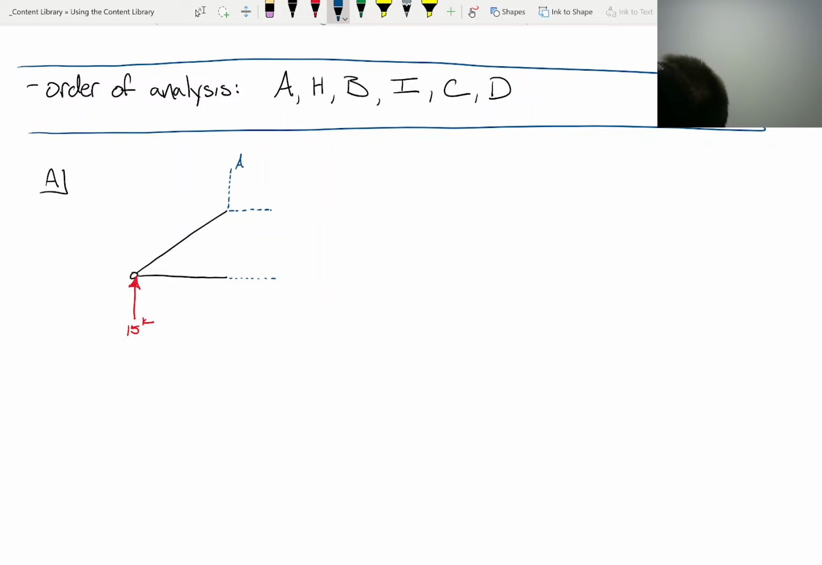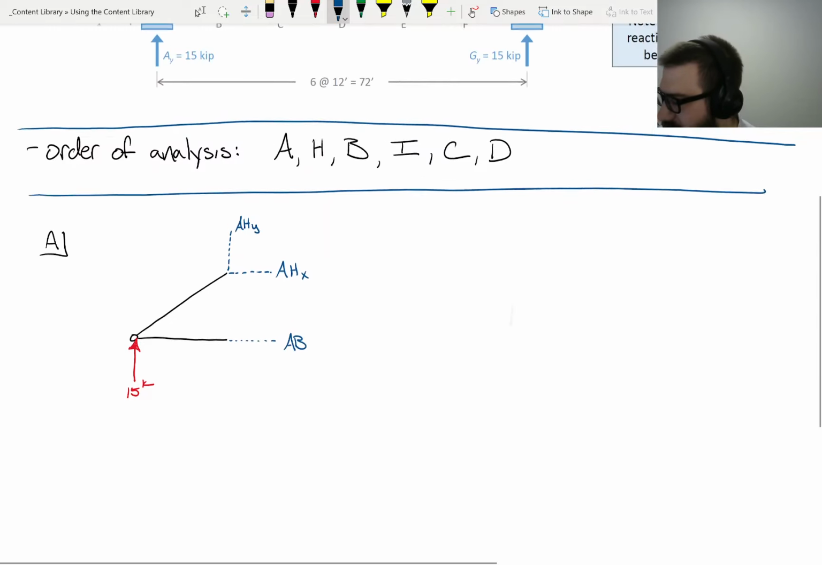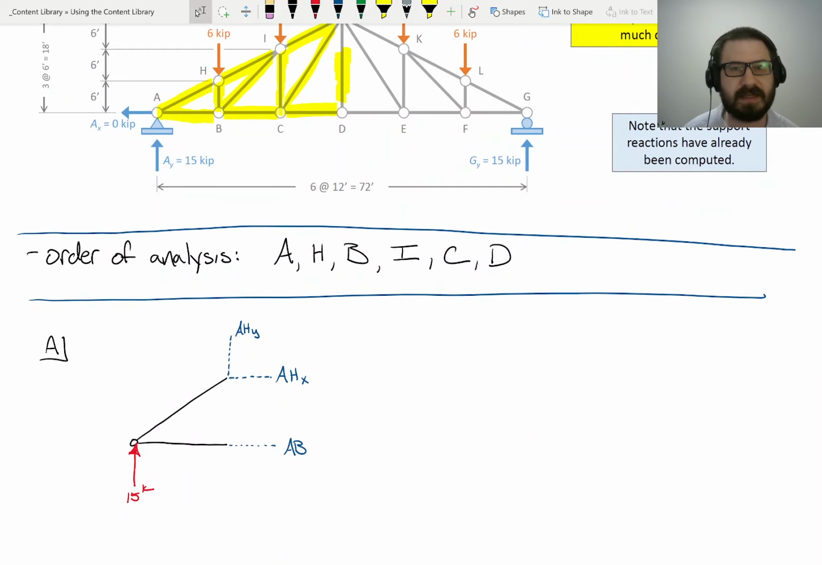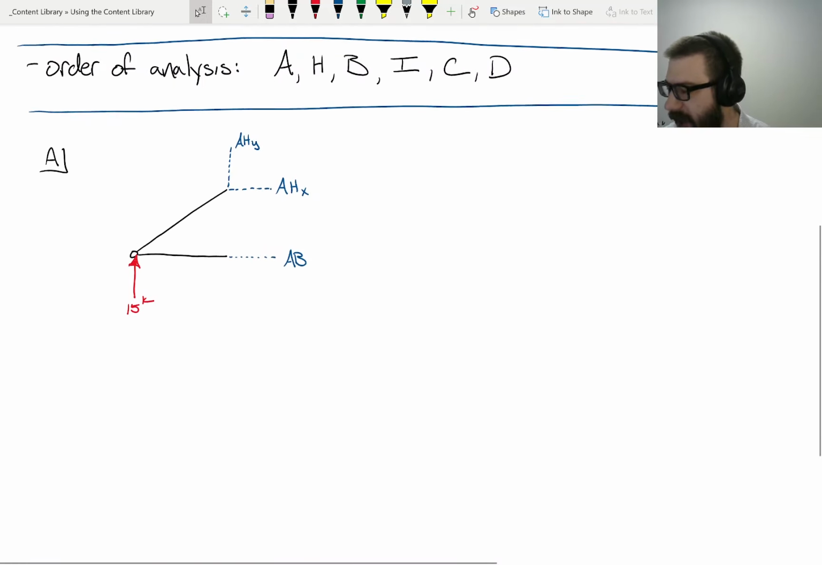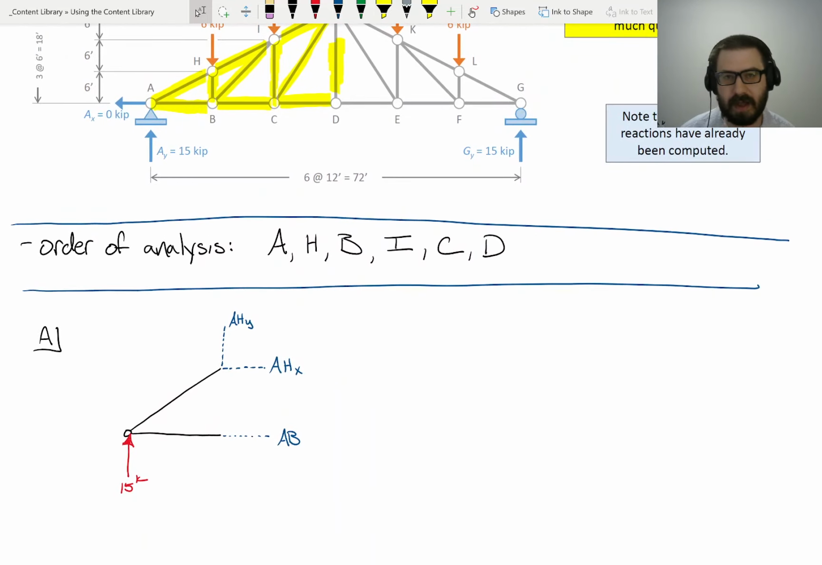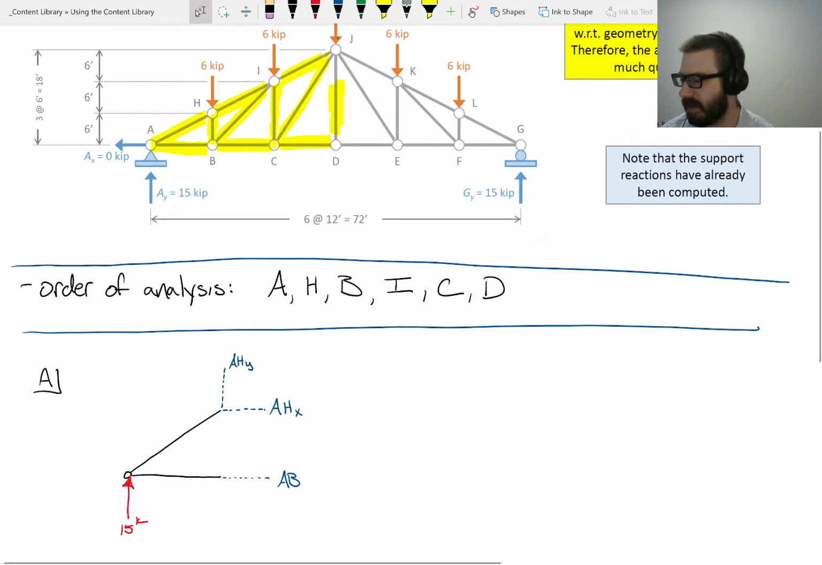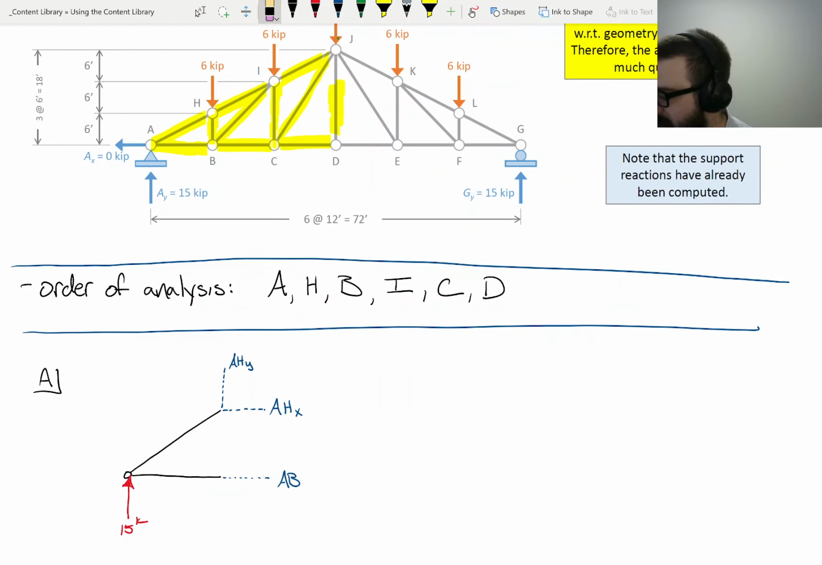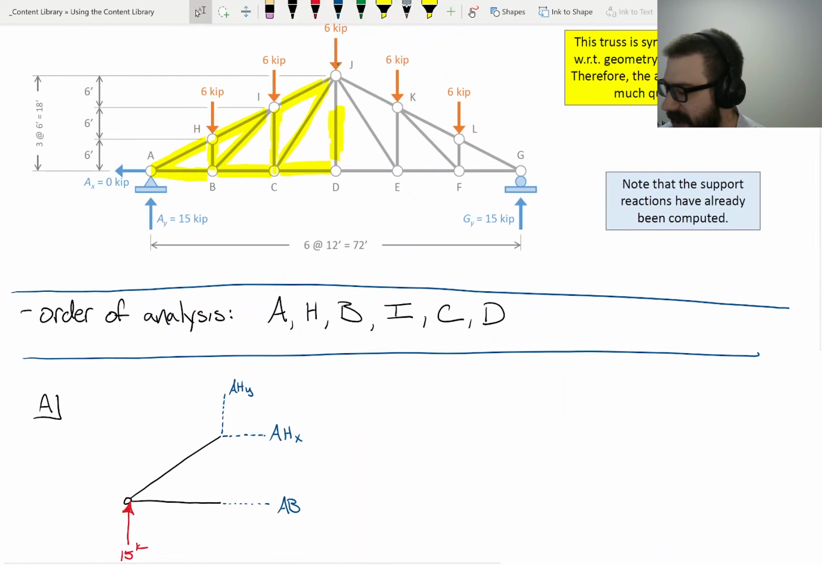So we'll call this AHY, we'll call this AHX, we'll call this AB. Okay, and so all I'm doing is going back to the truss and saying, we have AH, so we split that up into X and Y components, and then I have AB just with the horizontal component. The last thing I'm going to do is draw my slope ratio. This is something I didn't really get into major detail on, so let's go ahead and do that now.